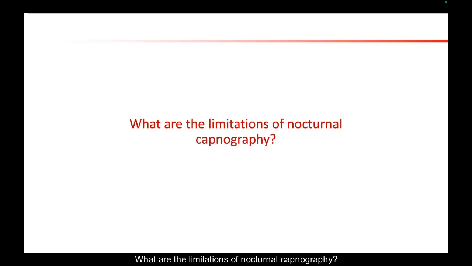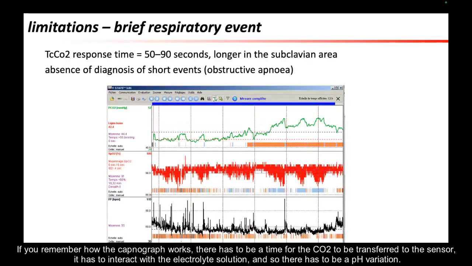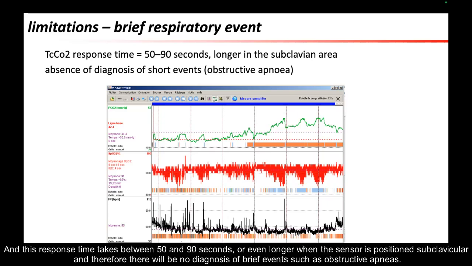What are the limitations of nocturnal capnography? If you remember how the capnograph works, there has to be a time for the CO2 to be transferred to the sensor. It has to interact with the electrolyte solution, and so there has to be a pH variation. This response time takes between 50 and 90 seconds, or even longer when the sensor is positioned subclavicular, and therefore there will be no diagnosis of brief events such as obstructive apneas.